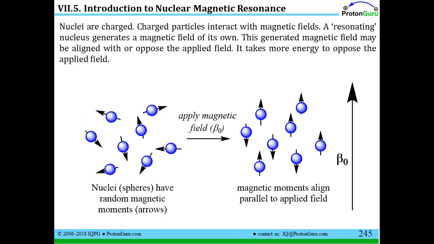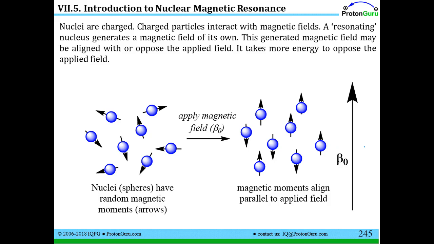Okay, so how do we have this spectrometric technique that explores only nuclei? Well, nuclei are charged. Specifically, they're positively charged. And charged particles do interact with magnetic fields. In physics, you may have learned that magnetic fields are often indicated by the symbol beta sub naught, with an arrow indicating the direction of the magnetic field.